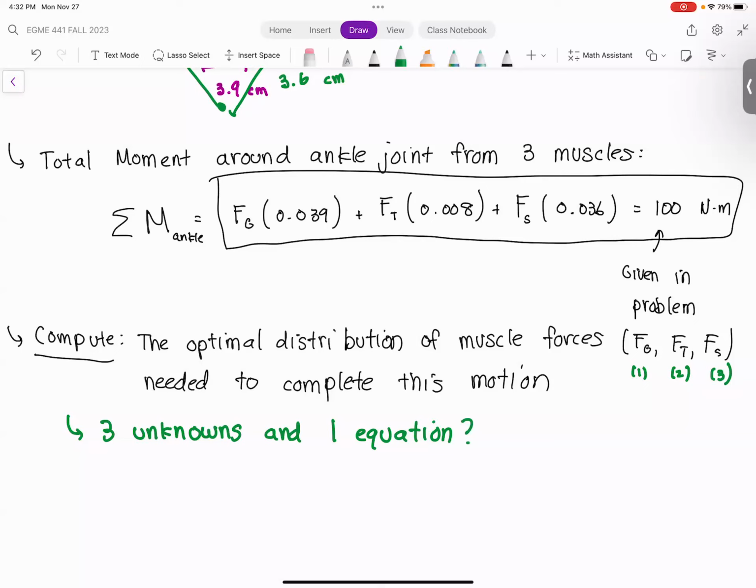And so, pretty much all optimization problems kind of fall into this category when you have more unknowns than you have equations. Okay. And so in these situations, you can't solve for your answer in kind of the traditional algebraic way. Okay. And so in order to get a solution from this, we need to solve it through optimization.